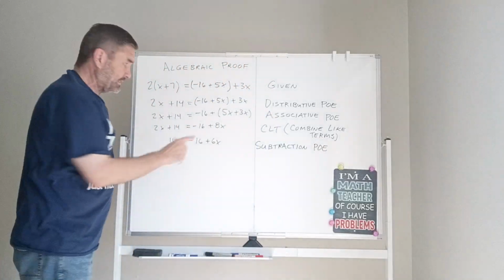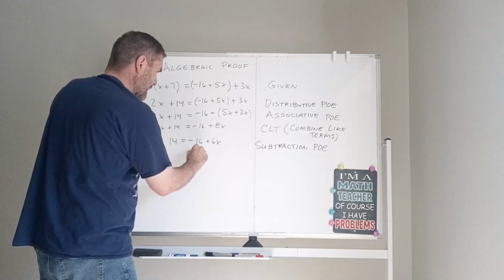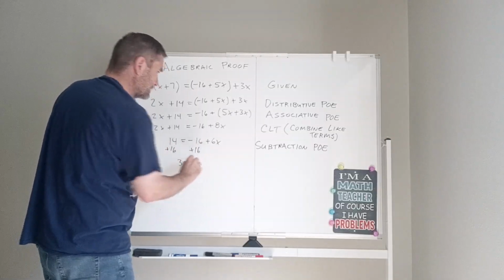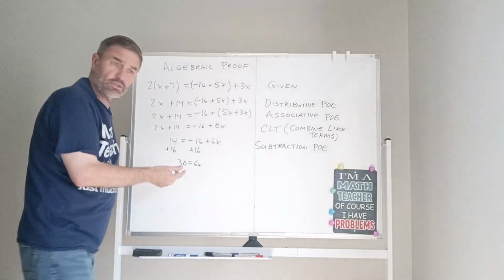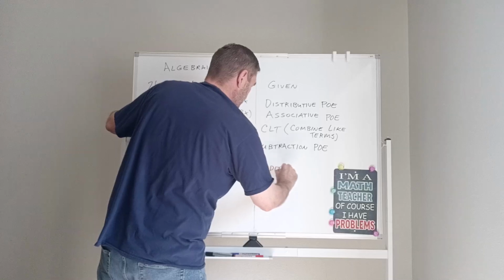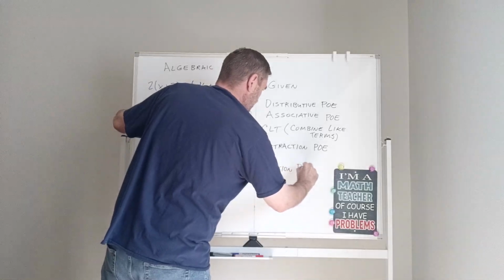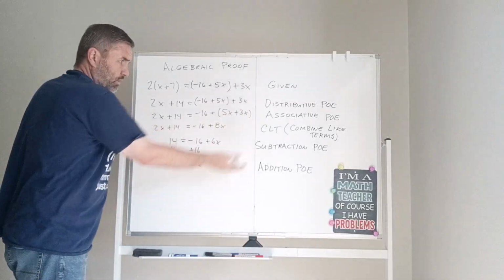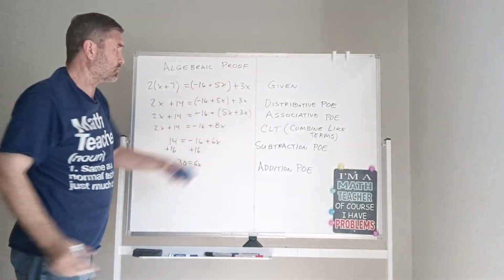So now I need to get the 16 on the other side. So now I'm going to add the 16. There's my 30 equals 6x. And so now that's the addition POE. So all I'm doing is saying what rule, what my justification was.